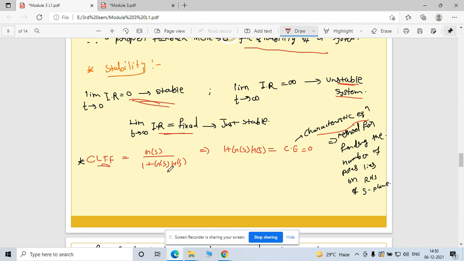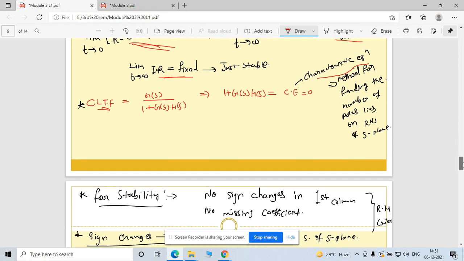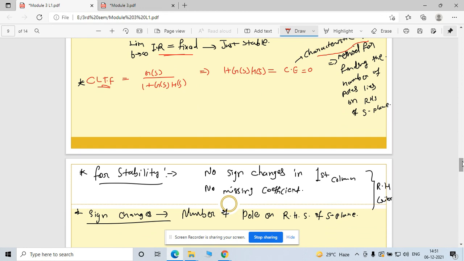Transfer function G(s) upon 1 plus G(s)H(s). This is the closed loop negative feedback transfer function, right? This denominator term is called the characteristic equation. You have to equate that equation with zero, and then there is a tabulation, the Routh tabulation. You have to use that tabulation for finding how many poles lie on the right side of the s plane. According to that, you can easily comment whether your transfer function is stable or not, or how many poles lie on the right side of the s plane.